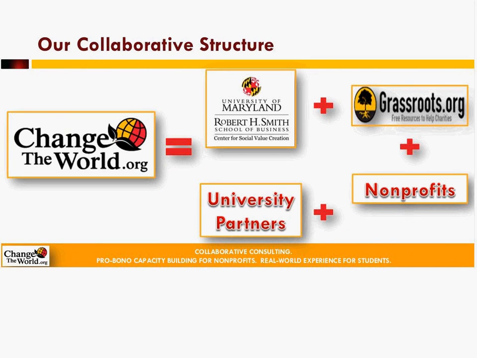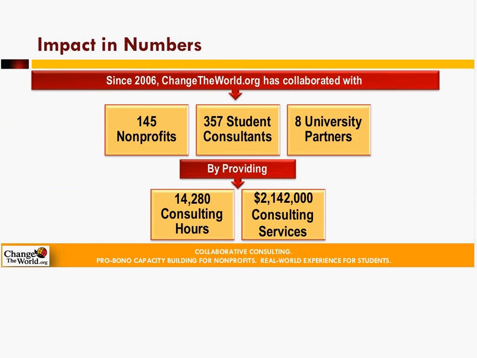In an overview, Change the World is made up of the Center for Social Value Creation, and Grassroots.org, who provides our technology resources and content for our website. We have, of course, our nonprofits and our university partners to supply our student consultants. Just to give you an overview of the impact that we've had since 2006, we've worked with 145 nonprofits, almost 400 student consultants, and 8 different universities. This gives us the ability to provide over $2 million in consulting services over the past 6-7 years.